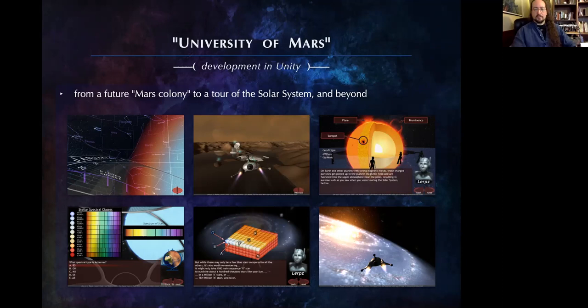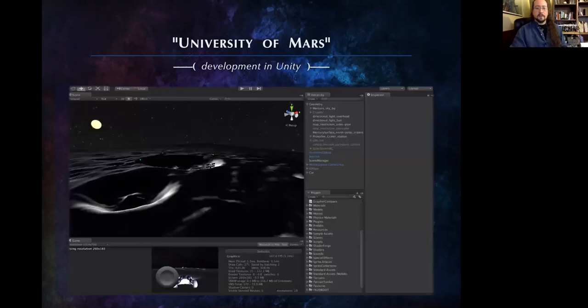So here's just a couple example scenes of some of the sections: constellations, little fly through around Titan, picking apart the layers of the sun, matching spectra of stars, and studying galaxy types and all the contents thereof.